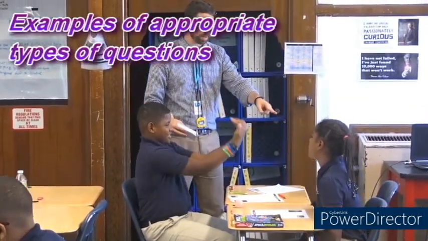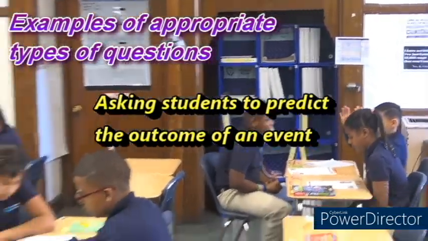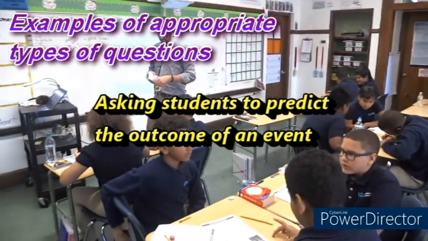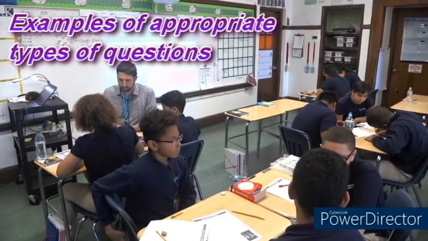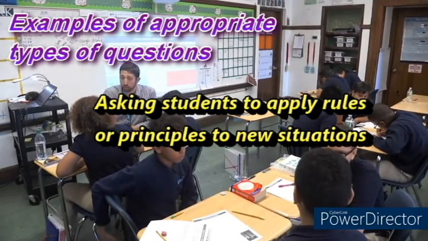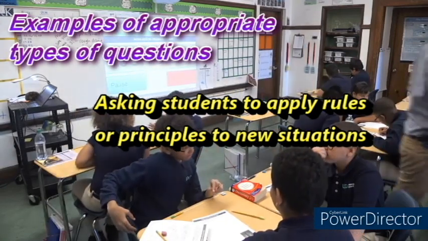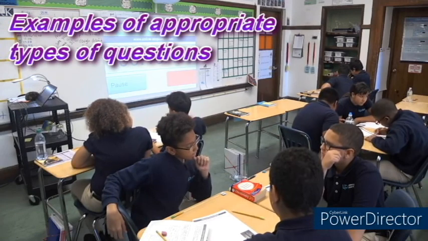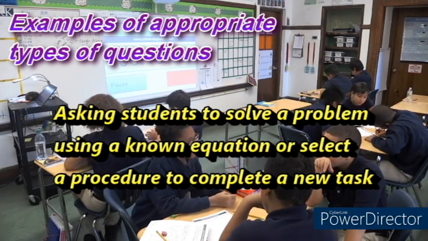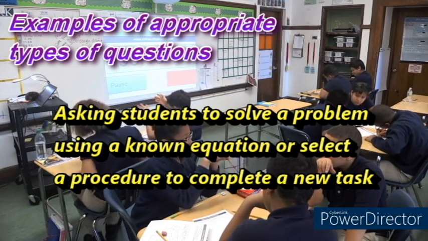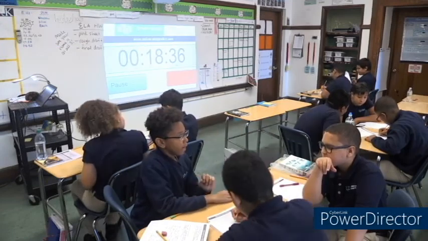Examples of appropriate types of questions include asking students to predict the outcome of an event, like what would happen in this experiment, or how changing one variable affects others. Next, asking students to apply rules or principles to new situations: which concept is relevant here? How would you apply it? Next, asking students to solve a problem using a known equation or select a procedure to complete a new task, like what procedure would be appropriate to solve this problem.